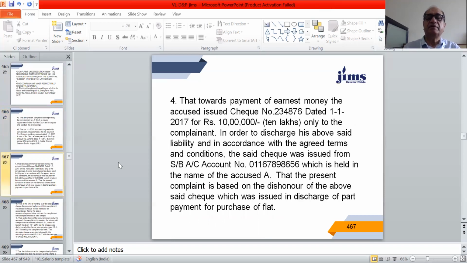Para 4. That towards payment of earnest money, the accused issued check number so and so, dated 1st January 2017, for 10 lakh rupees only to the complainant, in order to discharge his said liability and in accordance with the agreed terms and conditions. The said check was issued from the savings bank account of the accused, which is held in the name of accused A. The present complaint is based on the dishonor of the said check, which was issued in discharge of part payment for the purchase of the flat.